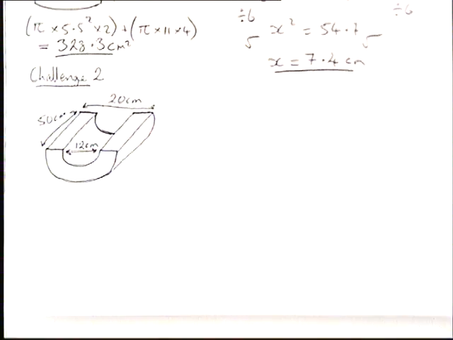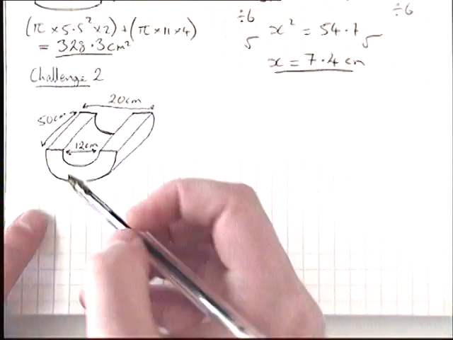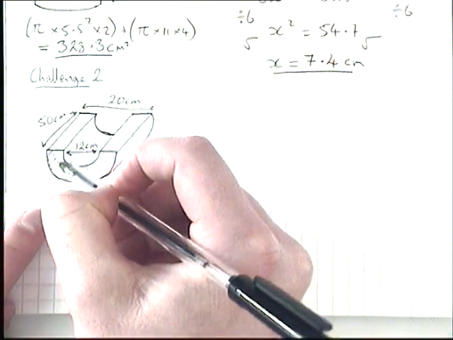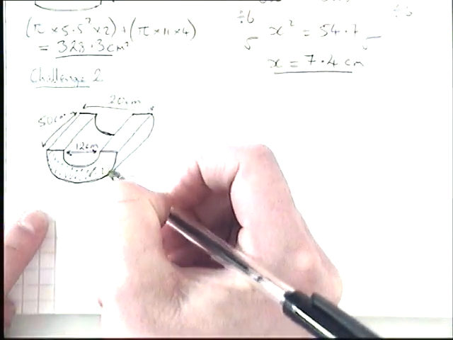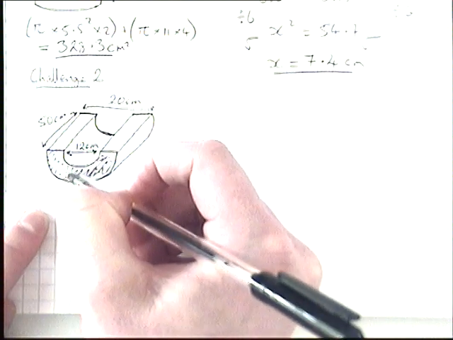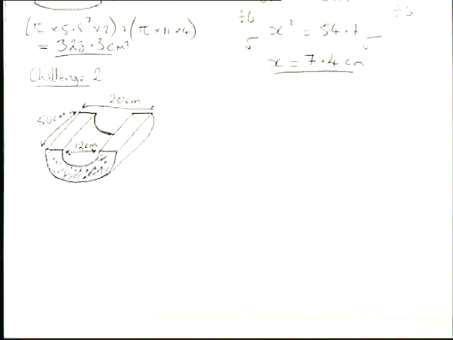Okay, challenge 2. So we've got this cylinder with a hole in the middle, and then it's been cut in half as well. So we're going to try and find the total surface area of this shape. Now we're going to start by finding the surface area of this section here, which is sort of the cross section of our shape.